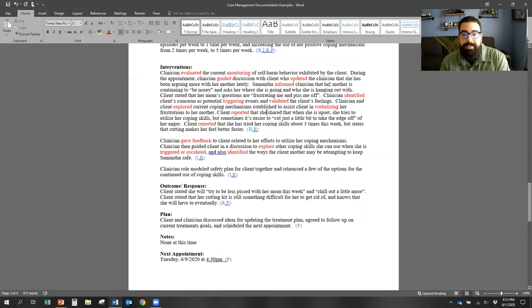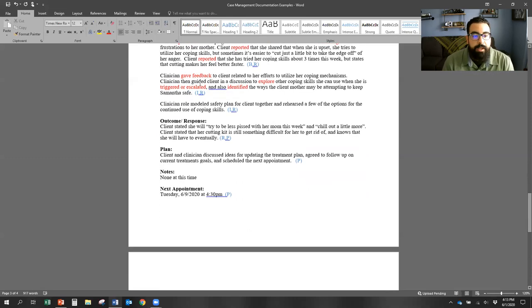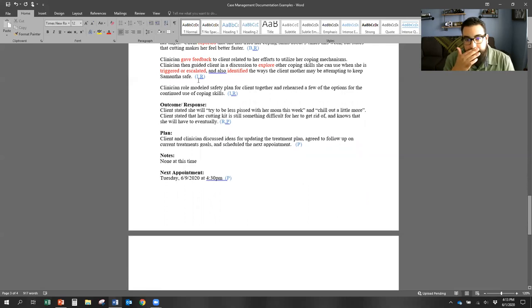In this paragraph, we have addressed the behavior and our response to the behavior, and we've utilized language that will pass a mental health audit to justify those services. Also note that in BIRP format, what's also important to do is include language from the clinician in her response. And so we've done that here. Clinician gave feedback to client related to her efforts to utilize her coping mechanisms.